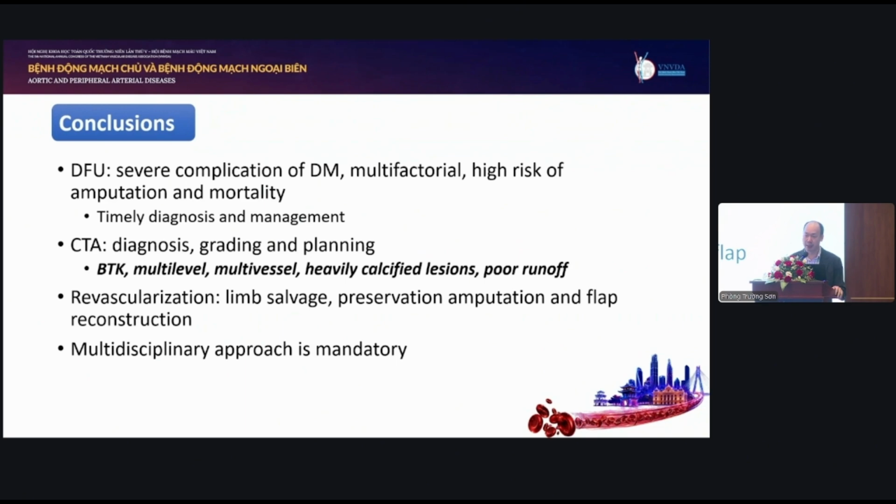We think CTA is very good for diagnosis, grading, and planning. The classic findings are BTK, multi-level, multi-vessel, and heavily calcified lesions with poor runoff. Revascularization is crucial for limb salvage, and sometimes not only for limb salvage but also for amputation preservation and flap reconstruction. And the last point is that a multidisciplinary approach is mandatory for the patient.